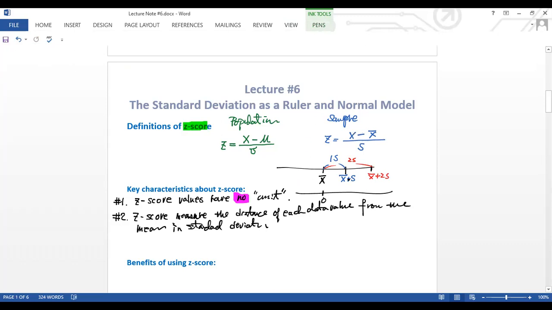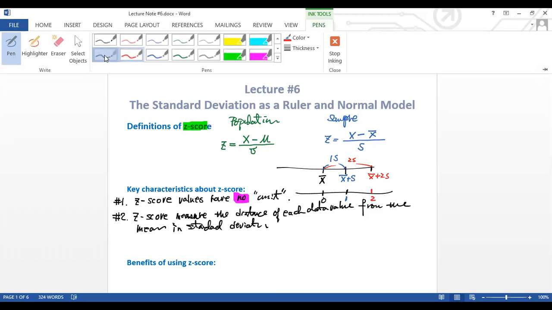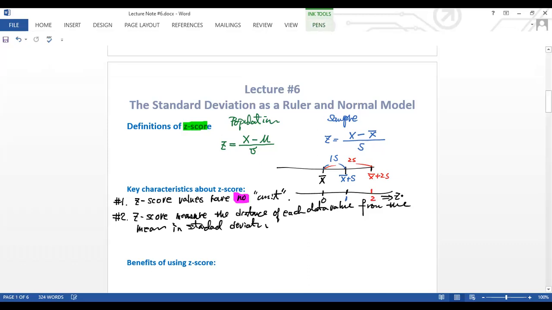Then this is x bar plus s minus x bar divided by s. What does this one give you? This one gives you 1. And this one gives you 2. So that is what we mean by the Z-scores. It's how many standard deviations from the center, right? So the Z-score right at the center is 0. This is 1 standard deviation, so the Z-score is 1. This is 2 standard deviations, so the Z-score is 2.